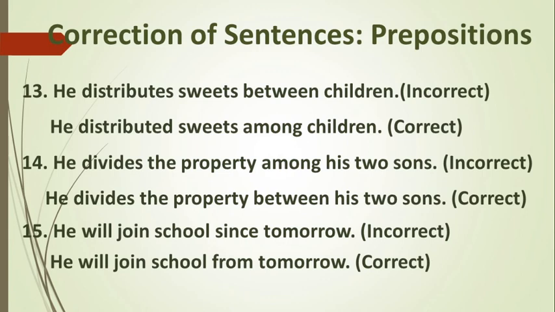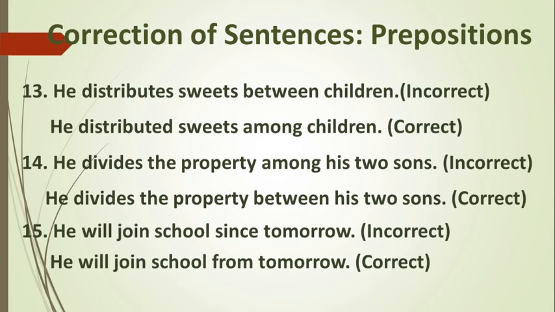Next example, similar to the earlier one, he divides the property among his two sons. He divides the property between his two sons. So the second one is the correct one, because between describes the relation of two things, whereas among refers to more than two things. So between should be used, and that's the right one, and not among in this case.